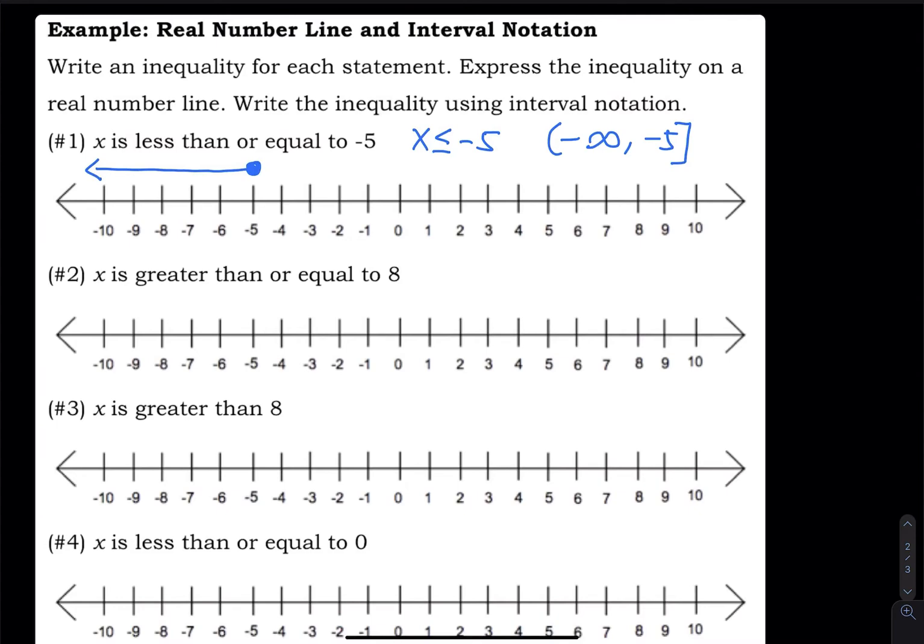Greater than or equal to 8. So that is x greater than or equal to 8. Shoot an arrow to the right. So that is 8, including 8, to positive infinity.